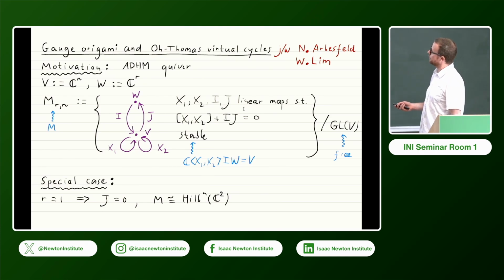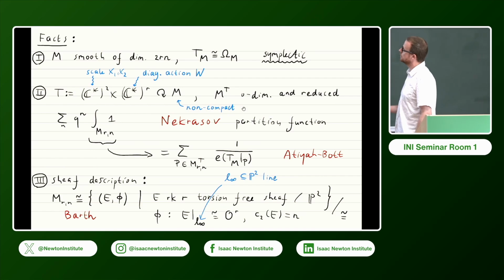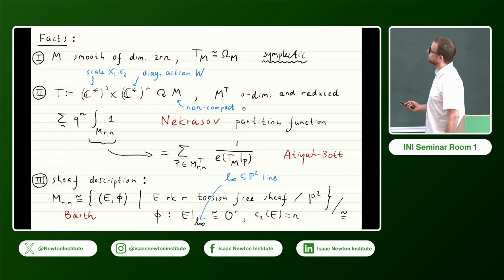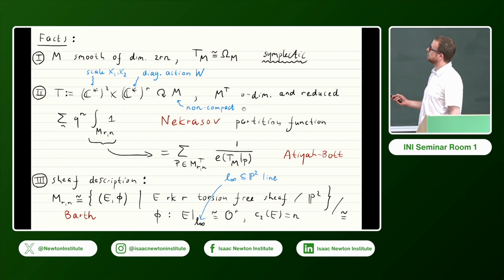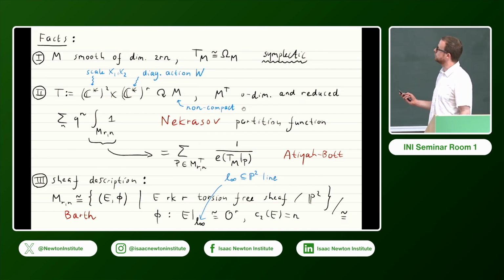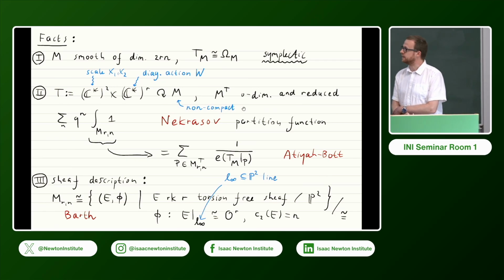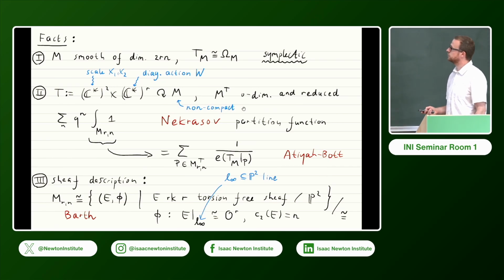So there's a lot to say about this quiver and this moduli space, but I'll only highlight three properties. So this M is smooth of dimension 2rn, and one key property is that the tangent bundle and cotangent bundle are isomorphic. So in this sense it's symplectic. That's the first property. So for the second property, we're interested in calculating invariants, integrating classes over this moduli space.